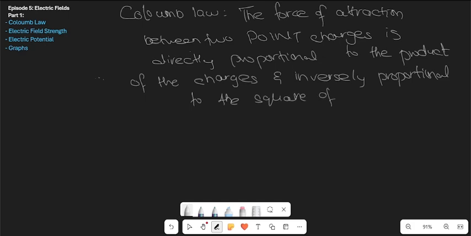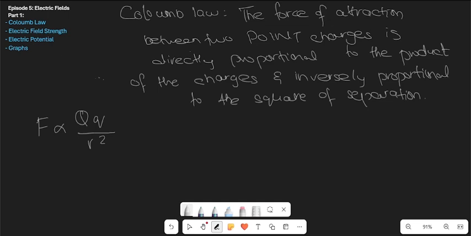So if you remember the definition for the law of gravitation, the force of attraction between 2 point masses is directly proportional to the product of the masses and inversely proportional to the square of separation. Now if you put all of this in an equation, you'll see that the force is directly proportional to the product of the charges Q1 and Q2 and inversely proportional to the square of their separation. So this is literally how you put it.